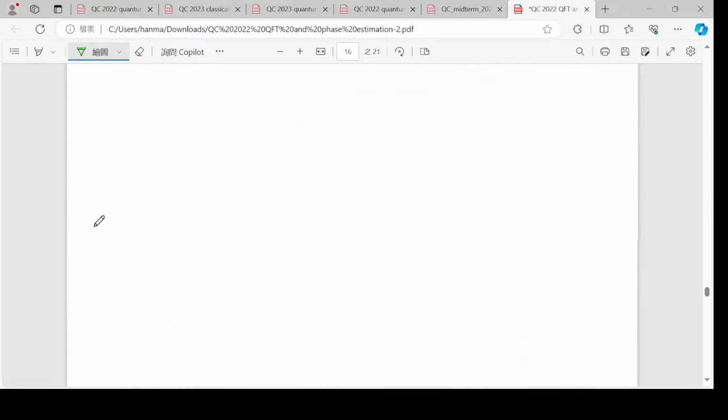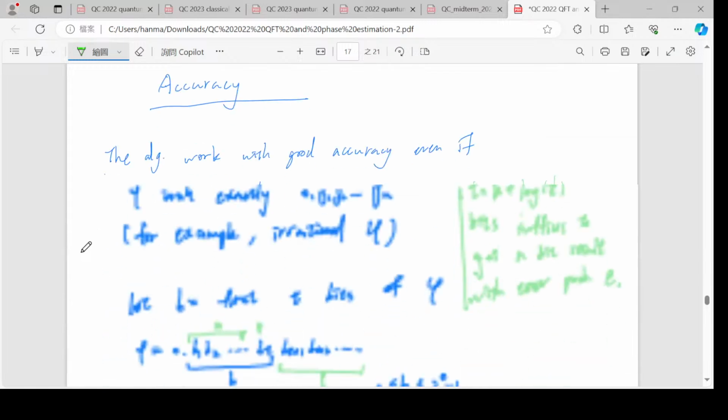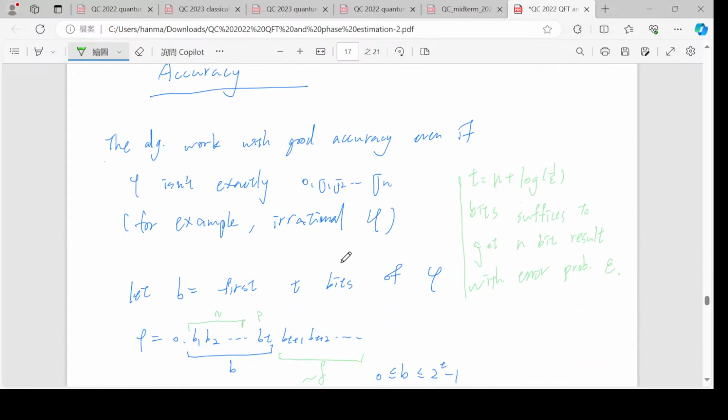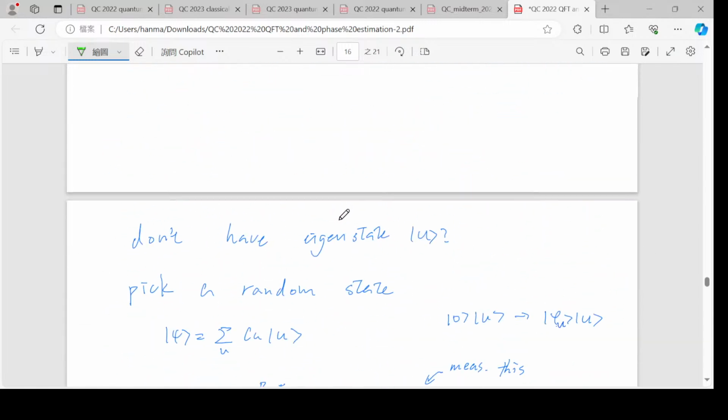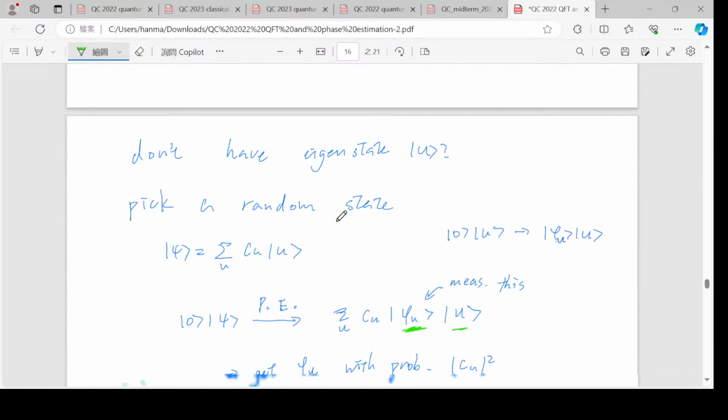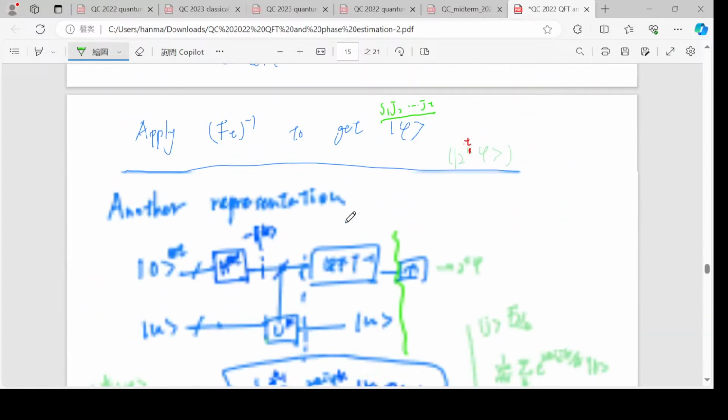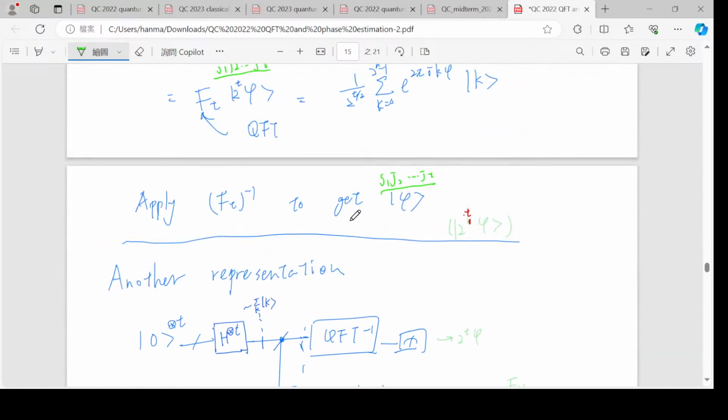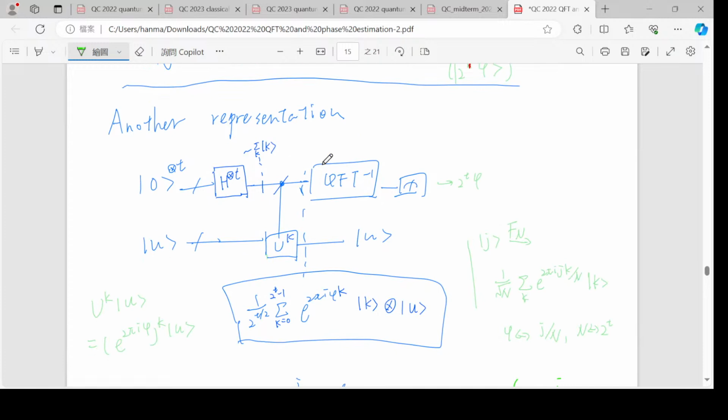The accuracy analysis is a very annoying calculation, and I think this year was shorter, so I will just skim over it very roughly. I'll just talk about the high-level idea, and you can read the details if you want. But the phase kickback idea is very important, you should remember.